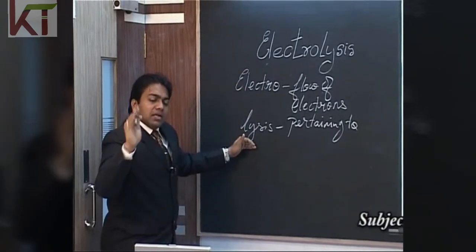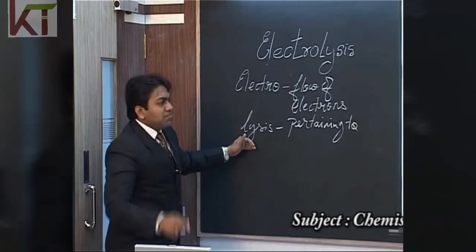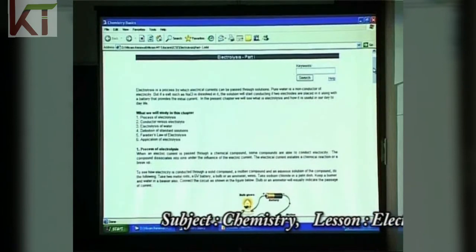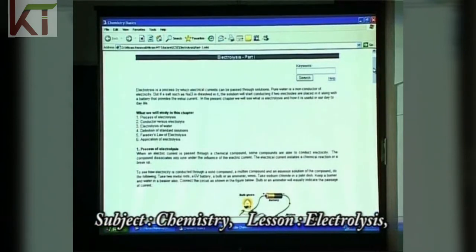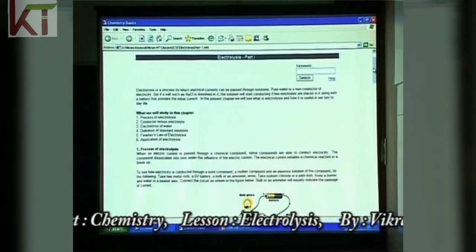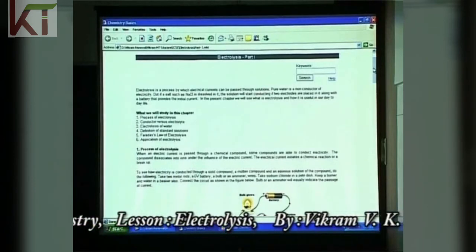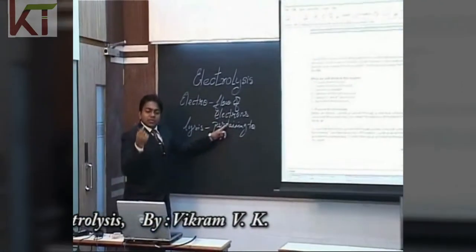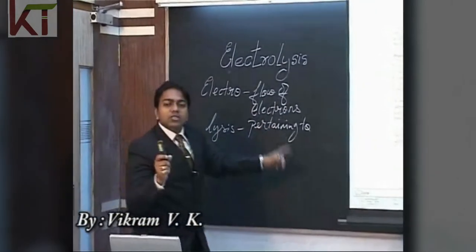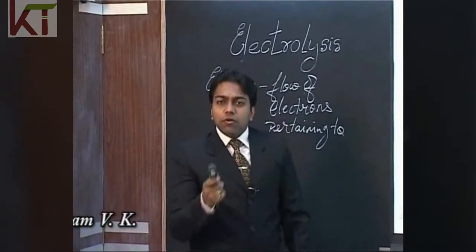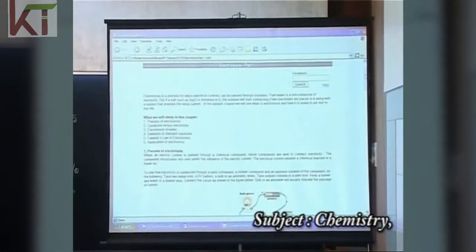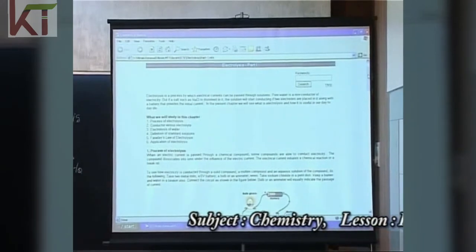We'll go step by step, and don't worry, I'll make it very, very simple for you. Just take a look at this presentation. Electrolysis. It is a process by which electric current can be passed through solutions. That is what I told you, flow of electrons. Through any solution, whether it is an aqueous solution or a molten solution, electricity flows from one point to another by means of electric current. That electric current is produced because of the flow of electrons.